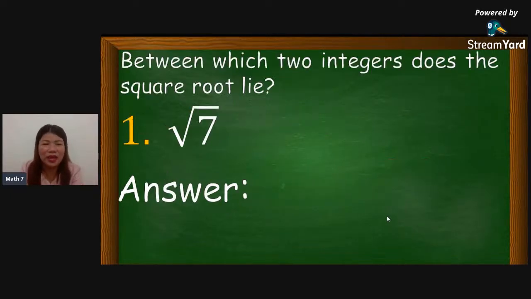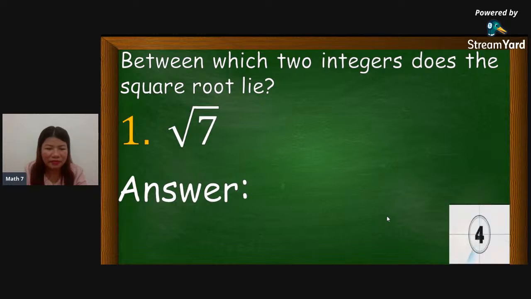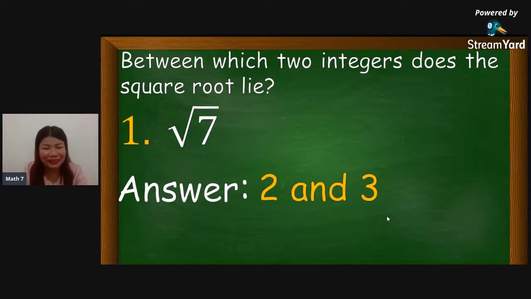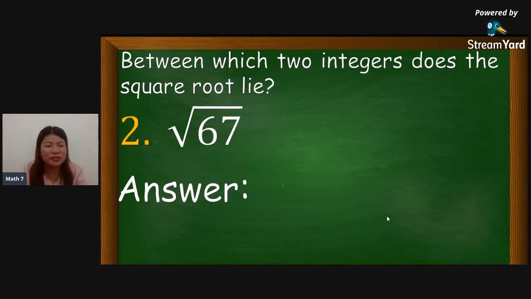Okay, next, we have square root of 7. 5, 4. Okay, the correct answer is 2 and 3. Malapit siya sa square root ng 4 at 9. Next, square root of 67.